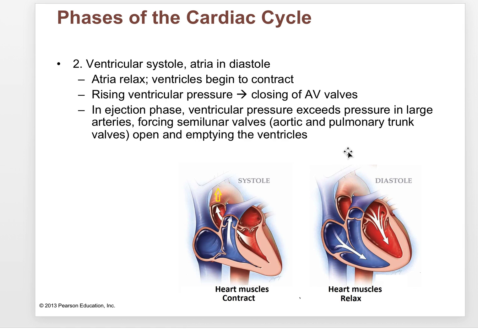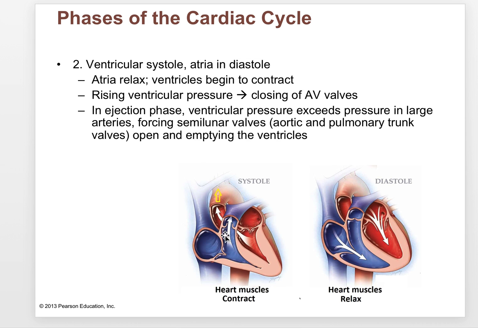Now we go to ventricular systole, which is when the ventricles contract. Now the atria relax and the ventricles begin to contract. That raises the pressure inside the ventricle, which closes the AV valves. Here's the AV valve here. So when this ventricle squeezes down and pressure inside here increases, it's going to close the AV valve so that blood doesn't go back into the atrium.